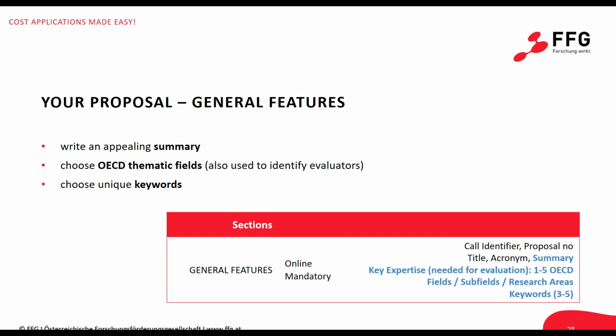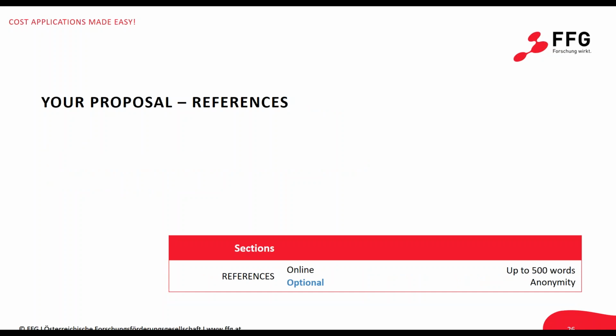And choose keywords. That's optional. You can choose 3 to 5 keywords to further narrow down the topic of your proposal. The next online section is references.